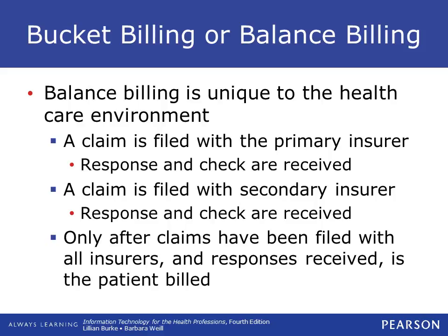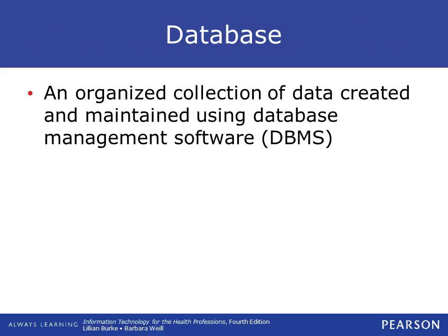Balance billing is pretty much the way that works. A claim is filed with the primary insurer, a response and check is received, then a claim is filed with the secondary insurance. Pretty much what I just mentioned a few minutes ago. So basically, after all claims have been filed with all insurers and all of the responses have been received, meaning that the physician's office has received their portion of the services that are to be paid, then that's when the patient can be billed.